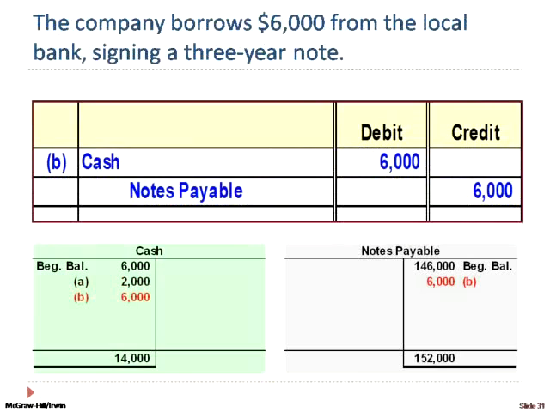Part 1. Papa John's borrowed $6,000 from a local bank, signing a 3-year note. We record this entry in the general journal with the debit or increase to the cash account and a credit or increase to the notes payable account. Part 2. We post the entry by placing the $6,000 on the debit or left side of the cash account. Part 3. Next, we post the $6,000 credit to the right side of the notes payable account.